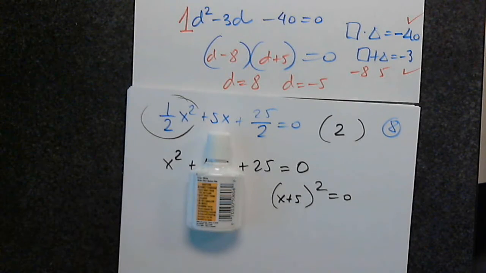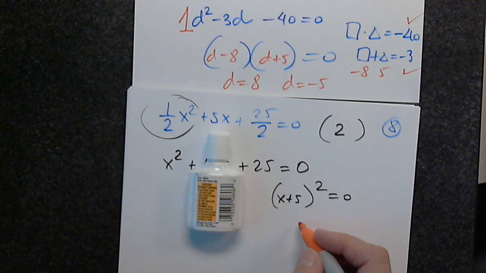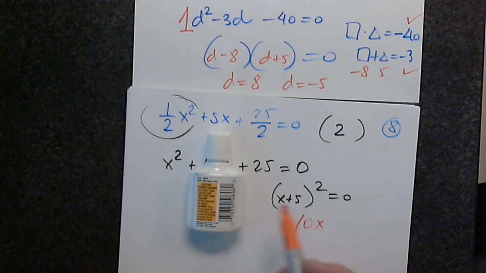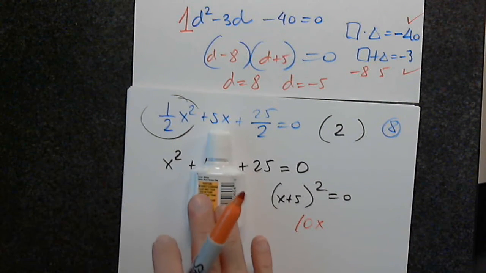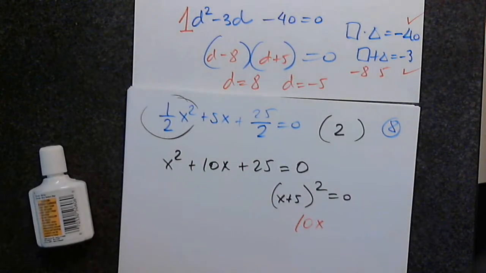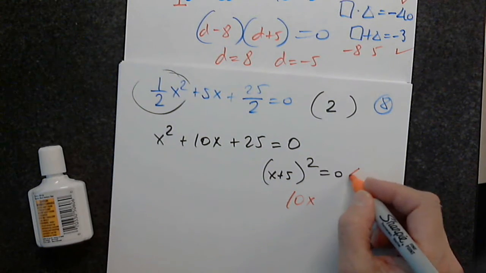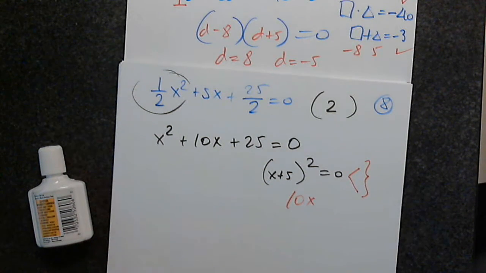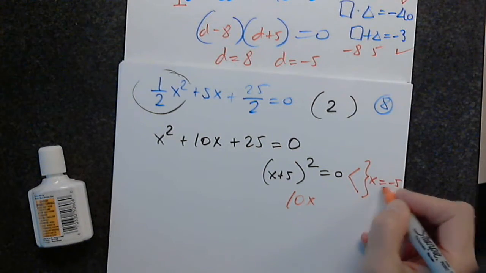Good. But I'm not sure. I haven't checked the middle term. Now, this expansion has a middle term. If you expand this, it has a middle term: 2 times x times 5. How much is that? 10x. If the middle term here that is covered now is not 10x, I'll say this is incorrect. Oh, it is 10x. So then you're going to give me two solutions, however, they will be the same. Very good. So x equals negative 5.